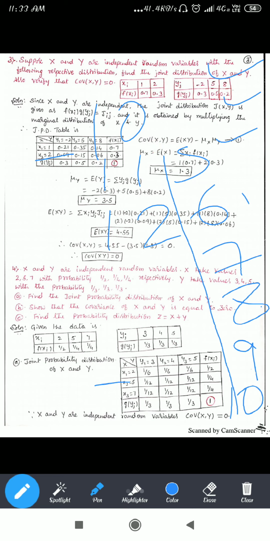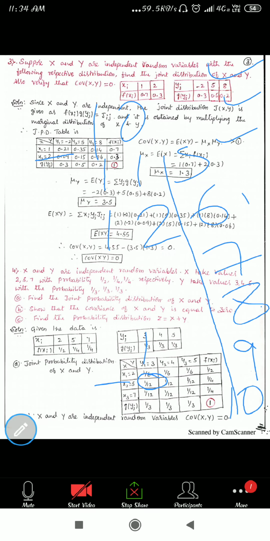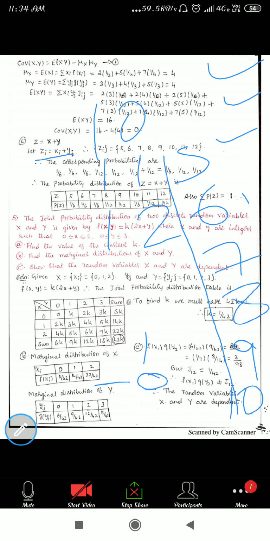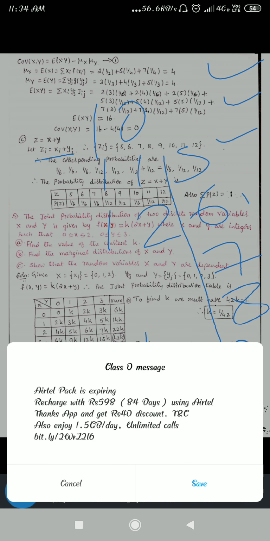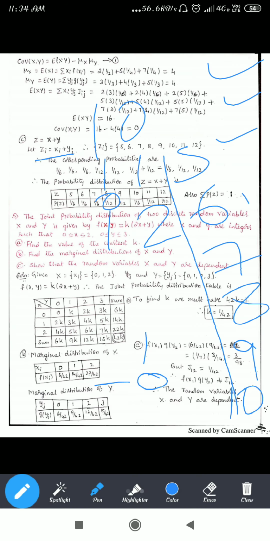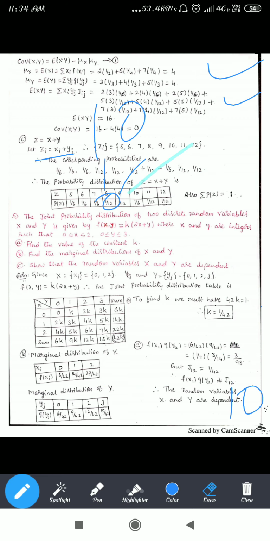Yes, 5 plus 3 should be 8. So our answer should be 1 by 12. So yes students, for 8 our answer is 1 by 12. Same thing for 9, 10, 11, 12. So this is about z is equal to x plus y. So understood now? Yes.